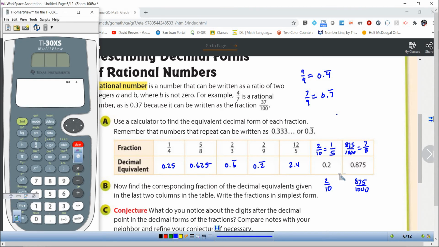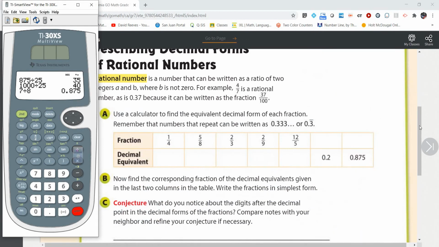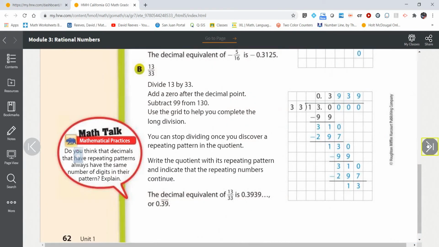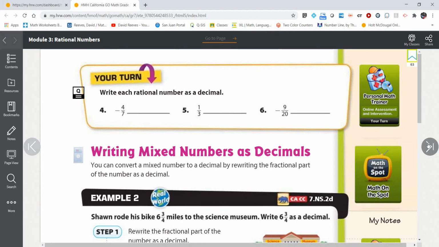All right, we're going to be focusing on in this section, this part right here, changing fractions to decimals. All right, later on we'll be doing a video that focuses on changing decimals to fractions. All right, so let's do a few more examples, and then we're going to call it a day on this video. All right, write each rational number as a decimal. By the way, rational numbers can be positive or they can be negative.